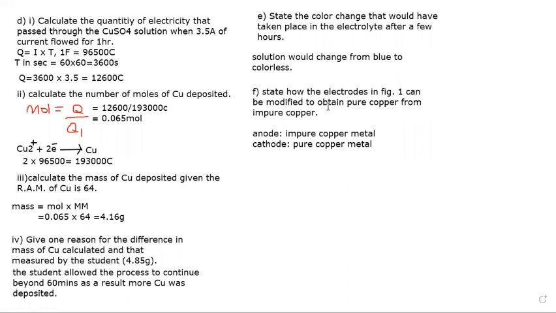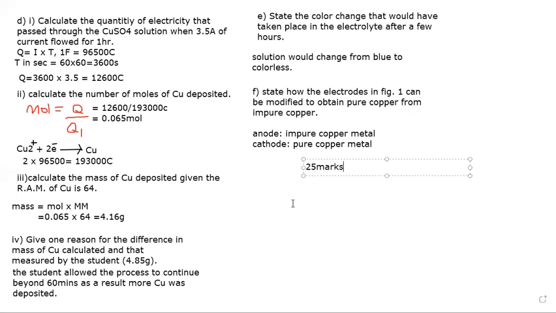So in the purification of copper, we put the impure copper metal at the anode and the pure copper metal at the cathode. So all they wanted you to do was tell what you would put at the anode and what you would put at the cathode. And this question had a total of 25 marks.